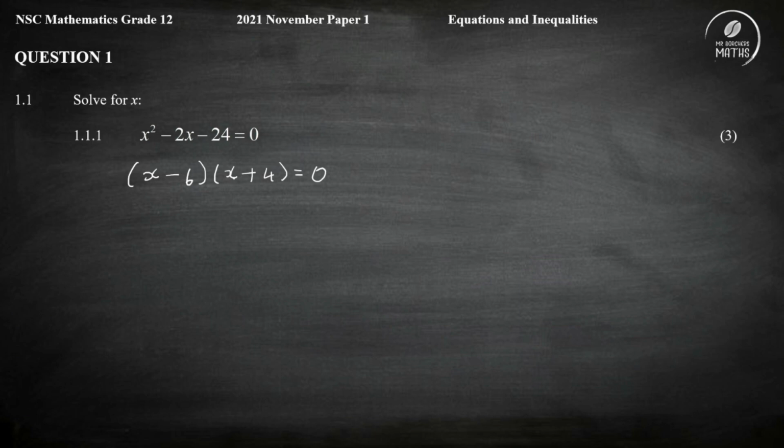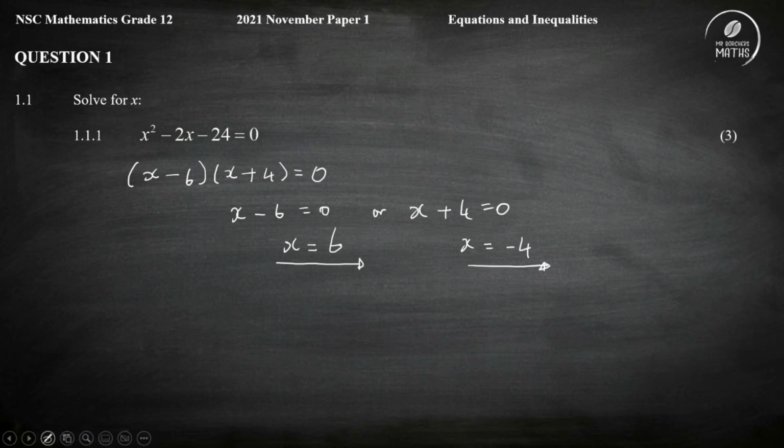And that would leave us with x minus 6 multiplied by x plus 4 is equal to 0. That means that x minus 6 must be equal to 0, or that x plus 4 must be equal to 0. And solving each of these little equations, we'll get x is equal to positive 6, excuse me, x is equal to negative 4. And there we go. There are your two answers for question 1.1.1, and a mark for factorizing.